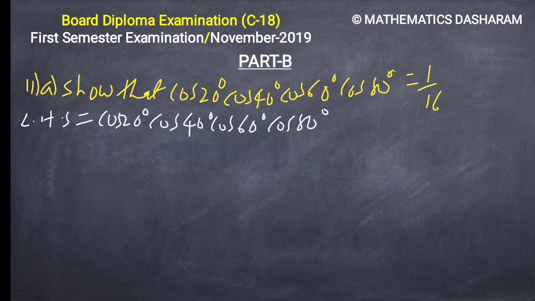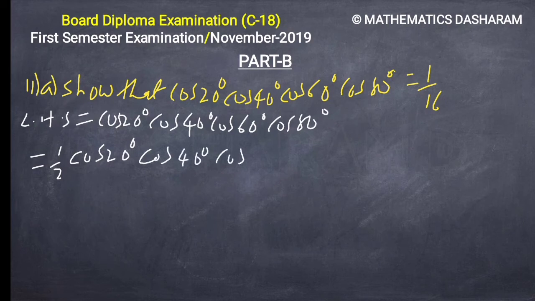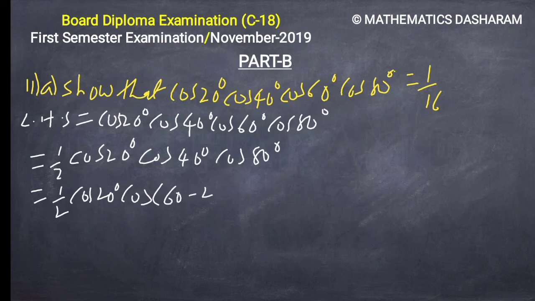LHS equals, among these four angles, we know very well about cos 60 degrees. Cos 60 degrees answer is 1 by 2. I am writing it in the first place. So cos 20 degrees, next cos 40 degrees, next cos 80 degrees. Cos 20 degrees we write as it is, but cos 40 can be written as 60 minus 20, and cos 80 can be written as 60 plus 20 degrees.